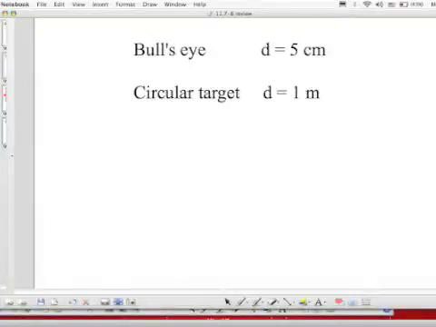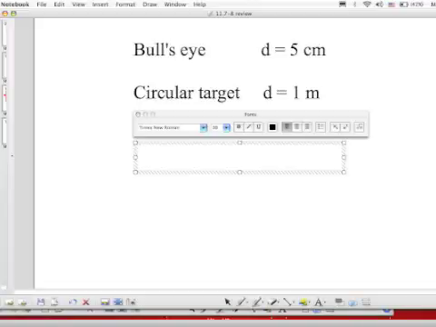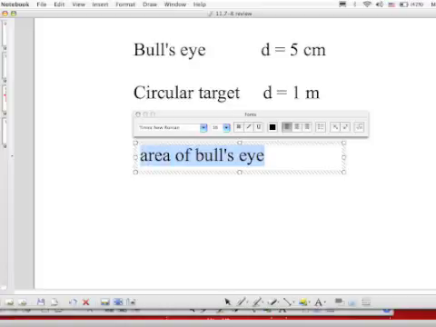Circular target with a diameter of 1 meter. What's the probability that a dart thrown will land in the bullseye? This is an area problem, so we are going to take the area of the bullseye and divide that by the area of the entire target.